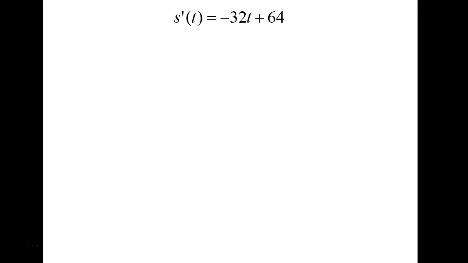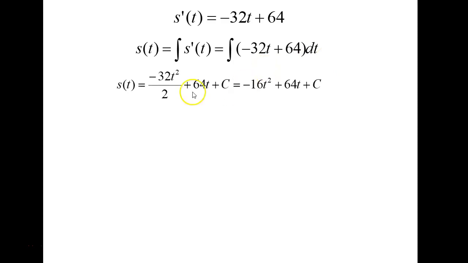Now, if I know velocity and I want to work backwards to find position, what am I going to do? I'm going to find the antiderivative of the velocity function. So pause the video, and I want you to find the antiderivative of this expression, negative 32t plus 64 with respect to time. So that'll be negative 32t squared over 2, because it's a power rule, plus 64t, 64 is a constant, plus c. I'm going to simplify the 32 over 2 and give me negative 16t squared plus 64t plus c. Now, how am I going to get this new c value?